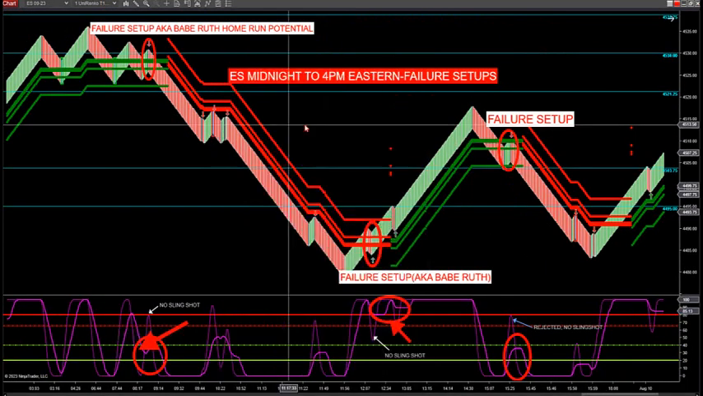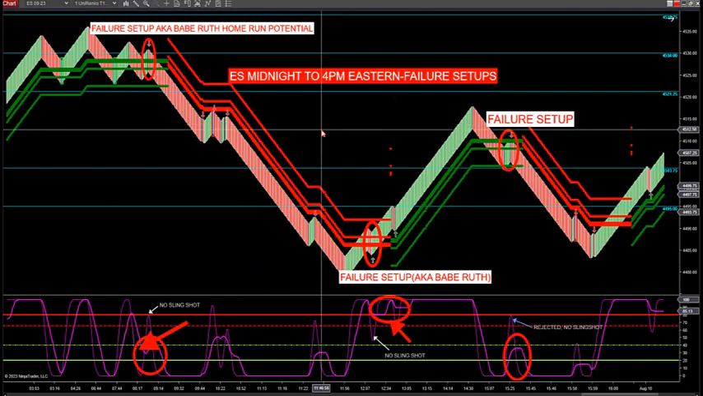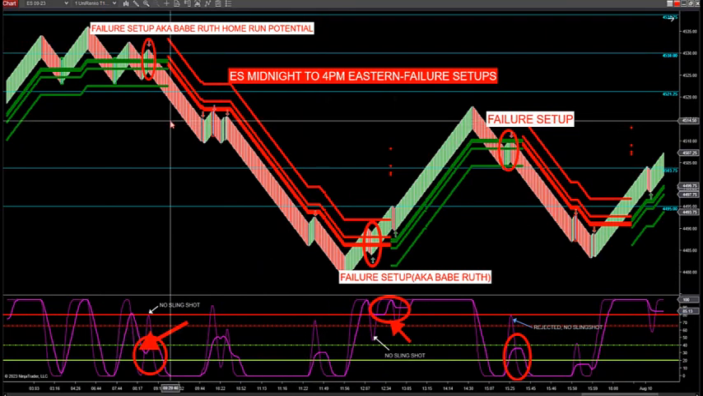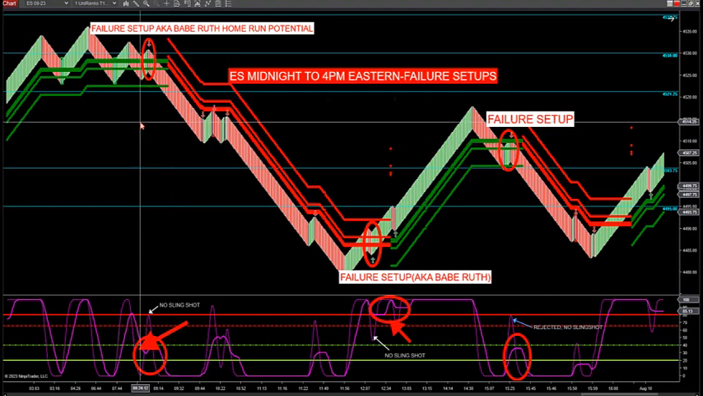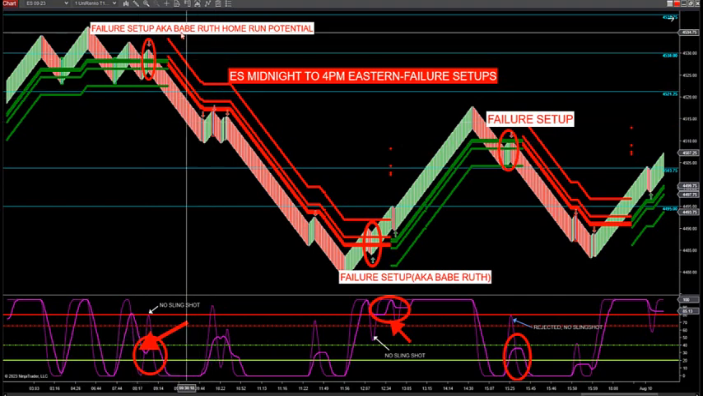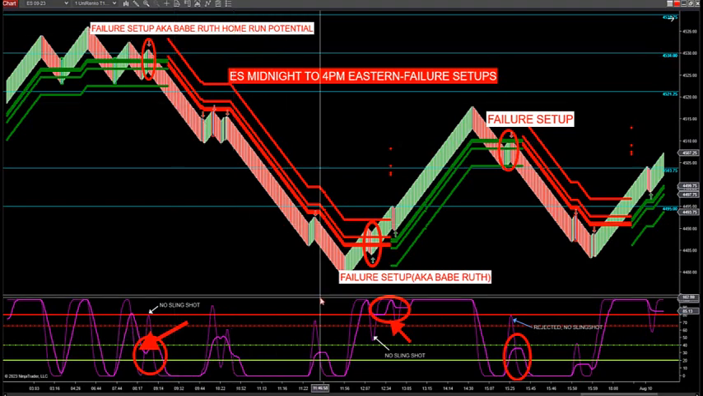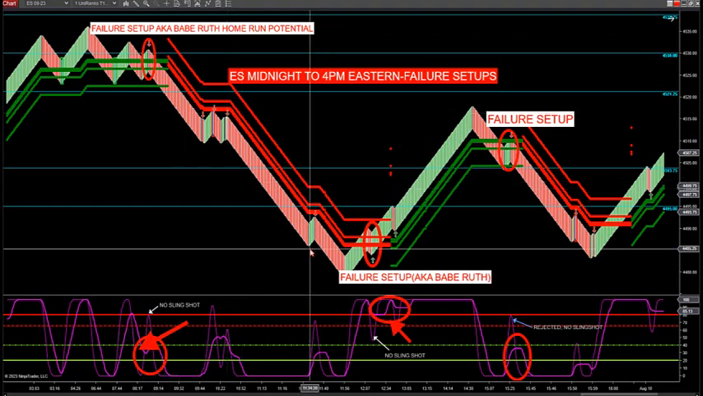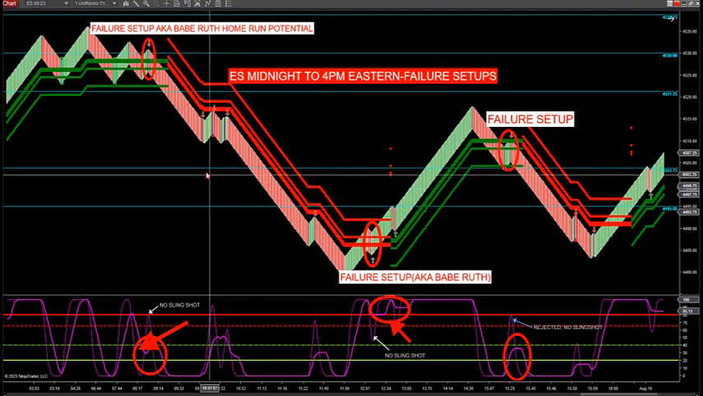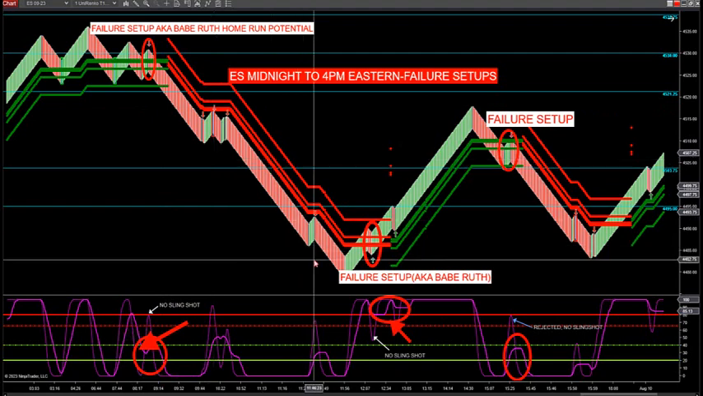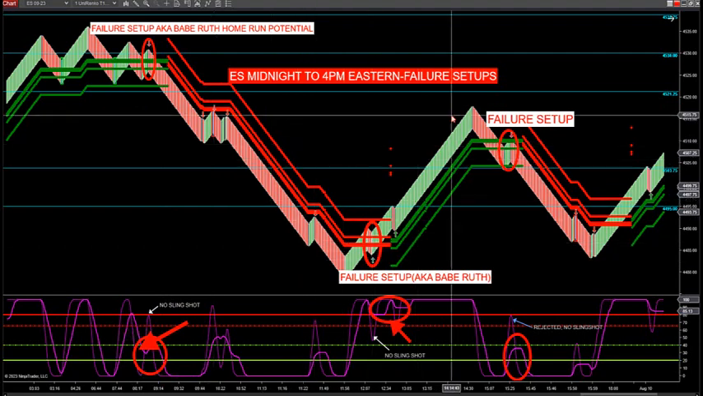So we got four setups, right? Let's make this a short version of a video, because I just went over this for 45 minutes yesterday, and we did a video on this last Friday. But we got the first four setups: we got the first wave trade, we got the Momo trade, we got the slingshot trade, and we got the trade called the failure trade. Well, I named it the BabeRuth home run trade setup, like I said, because of the potential of the big move. These are big moves by nature, and what we want to try to do is catch these moves with the algorithms out there that are leaving the footprint.